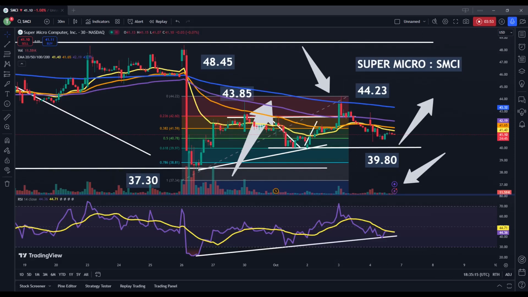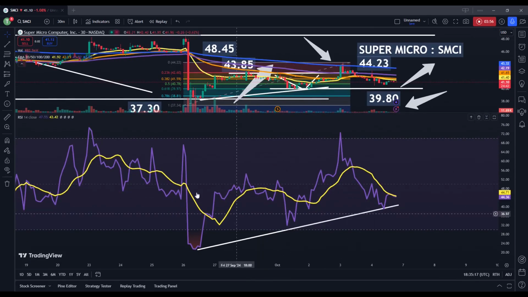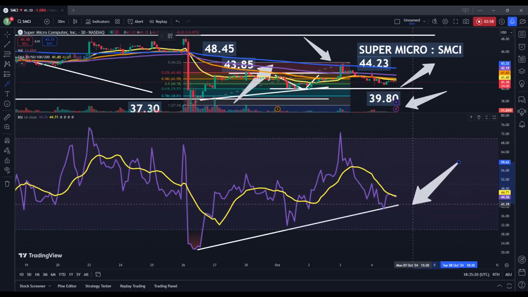So overall, in the indicator reading, what we can point to here would be some upside momentum that has been generated.